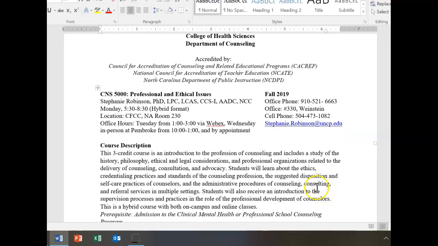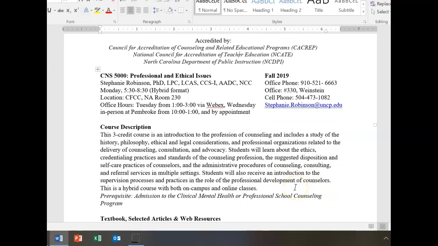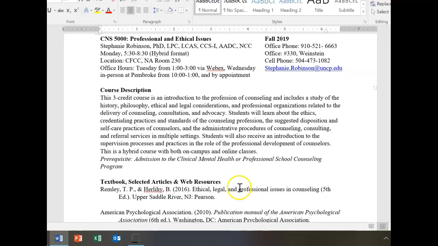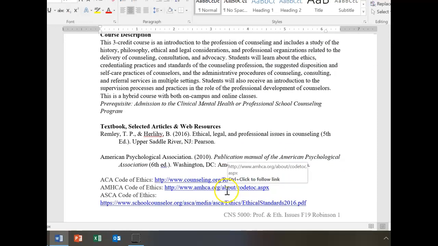You can read all of this stuff on your own, but essentially here is the course description. The prerequisite is that you've been accepted to the clinical mental health counseling program. This is the textbook and the articles and web resources that I know right now that we will need. I may add additional articles or resources online in Canvas. You are responsible for everything that I place in Canvas. So if I place something in Canvas that isn't listed on the syllabus under selected articles or web resources, you are still responsible for it.